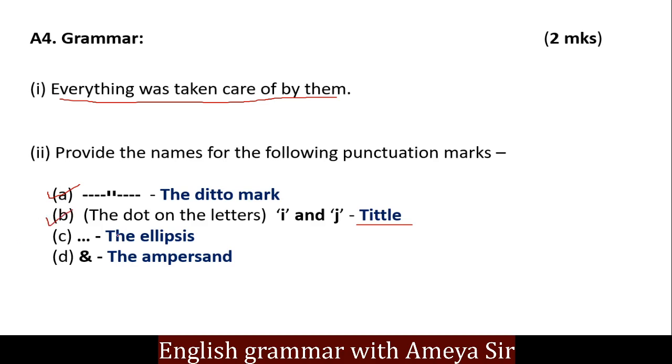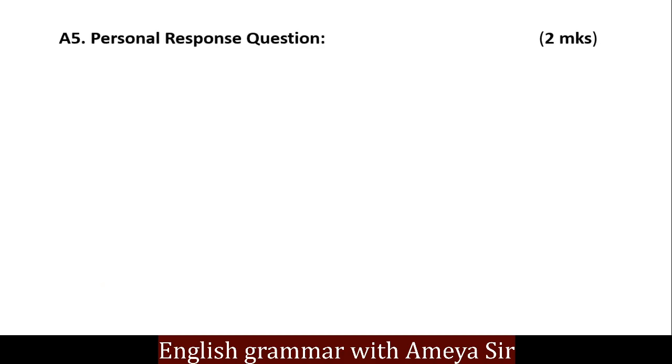The third one, the set of dots, is ellipses. The plural will be E-L-L-I-P-S-E-S. This is singular, ellipsis. And the last one is the ampersand sign. What you normally read as "and" is the ampersand sign. Okay. You can pause the video if you want to make a note of the answers in case you did not get one of those. At the moment, let us go to our last question, which is the personal response question.